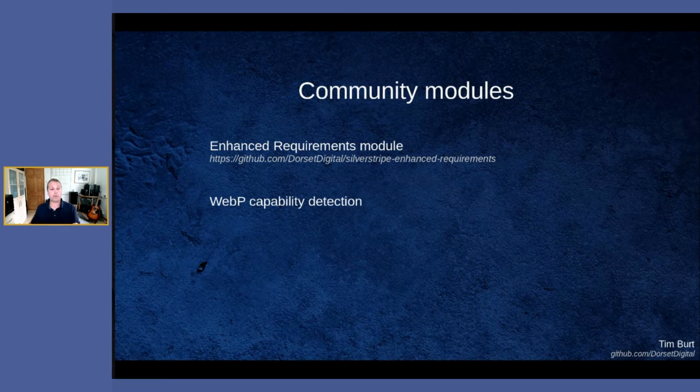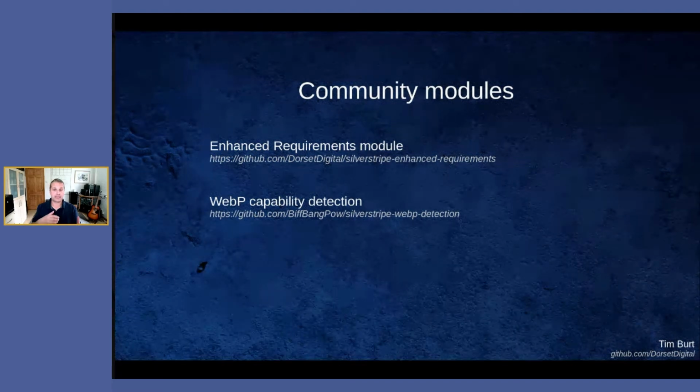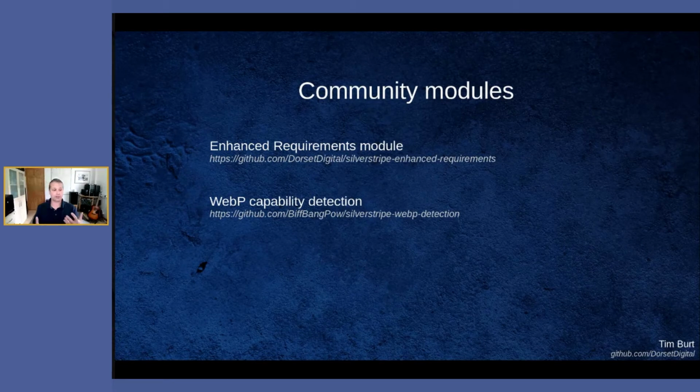The next one is WebP capability detection. WebP, as I said earlier, is a web-specific image format. It's designed to be a really good mix of quality and speed, so it's a very efficient format. And most modern browsers, in fact, now support WebP. So we've got a module here which just allows us to do a bit of checking to make sure a browser will support WebP before we force WebP upon it.